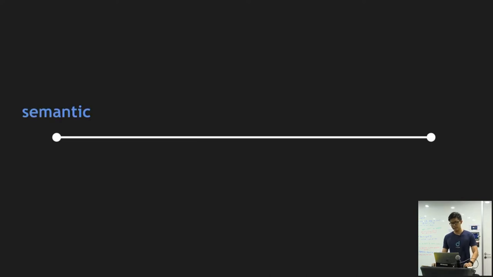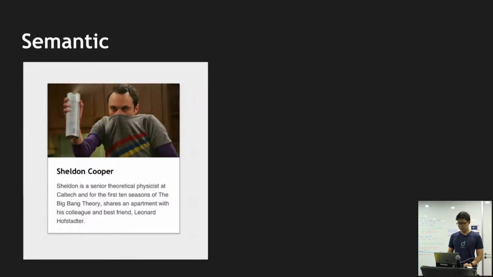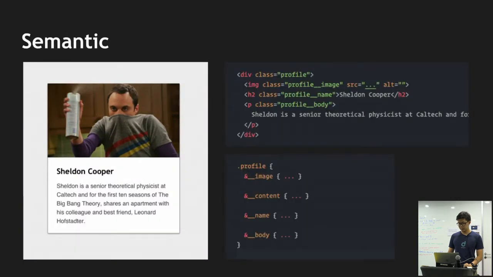I think one way to look at it is that you can create your styles on a scale from semantic to not semantic. Very long ago, a lot of us tried content-based class naming. If your designer gives you something that looks like a profile, I call it a profile. And using some BEM methodology, I call it profile, image, name, body, and all that. So far, it makes sense, right?